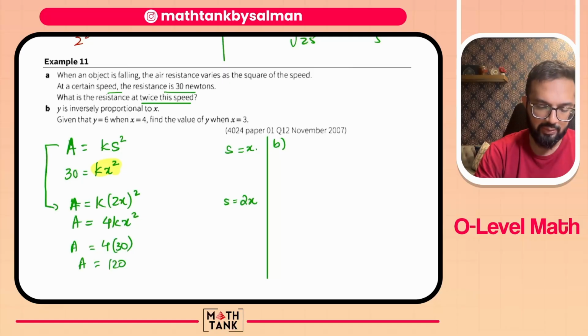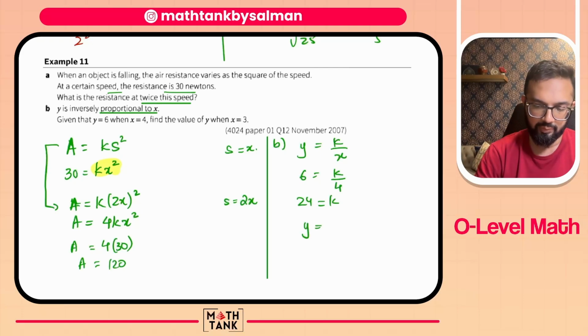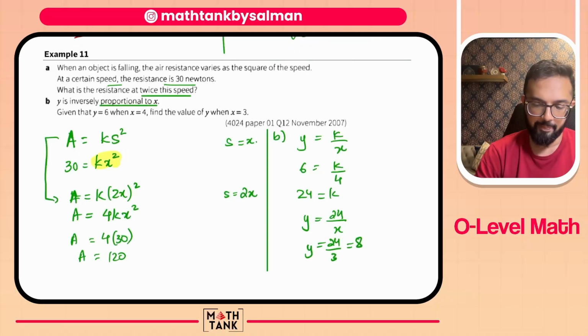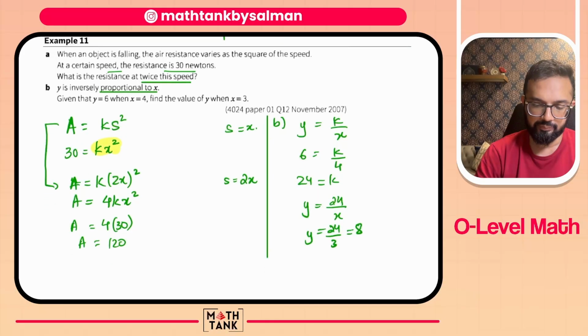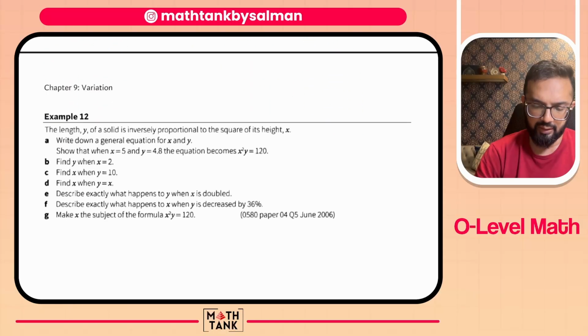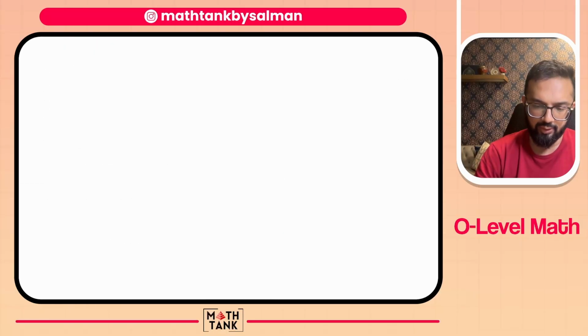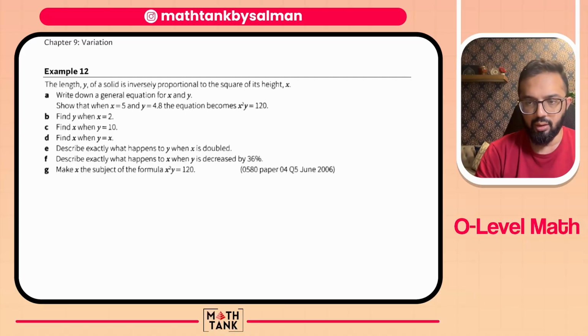Let's look at part B. It says y is inversely proportional to x. Y is 6 when x is 4. K is 24. It's 8. Okay, I hope I've done this correctly. That's the last question, I think, for the chapter.